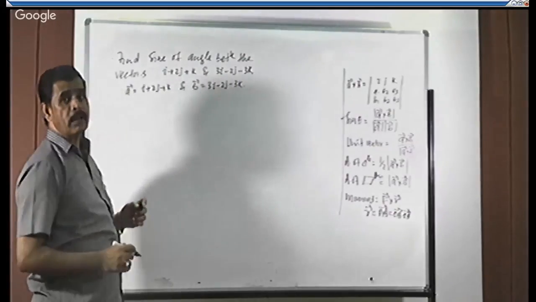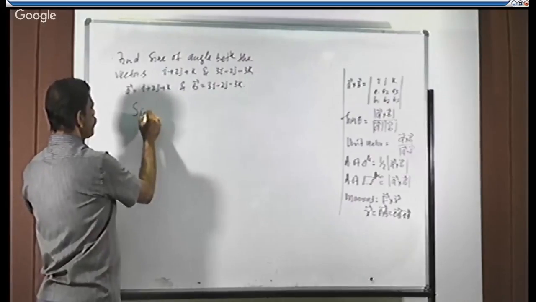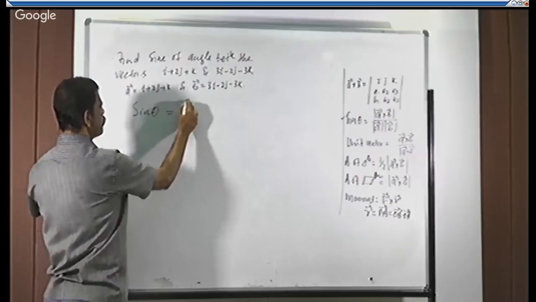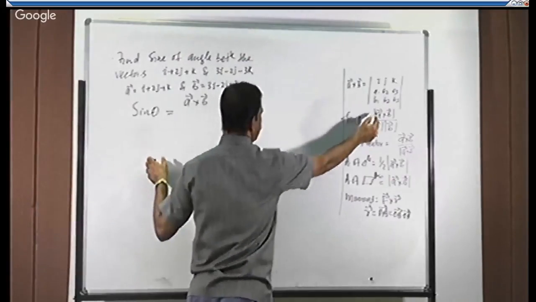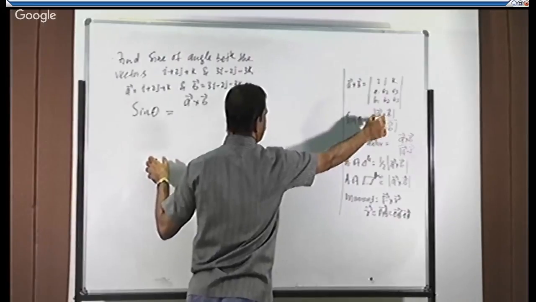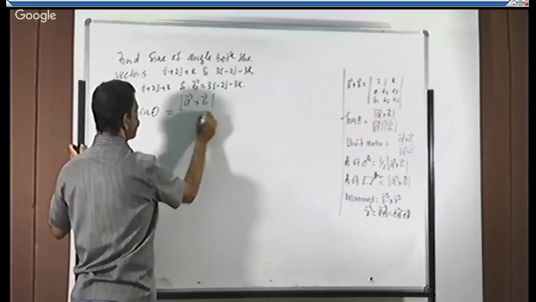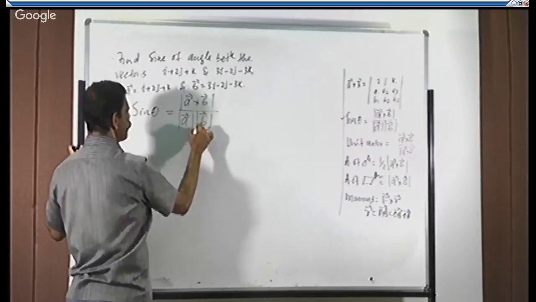We need to calculate sine of angle, right? What is sine of angle? Sine of angle, that is theta. Sine theta is equal to, what is the formula for sine theta? It is magnitude of A cross B divided by magnitude A, magnitude B, right? Magnitude of A cross B divided by magnitude A, magnitude B.